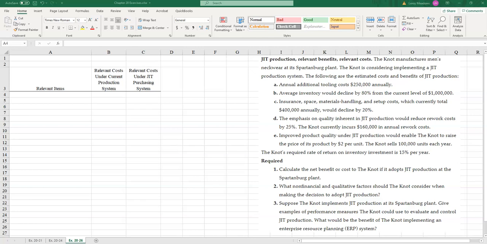In this session, we're going to deal with exercise 20-26 at the end of chapter 20, inventory management, just-in-time, and simplified costing methods. So let's go ahead and get started here.